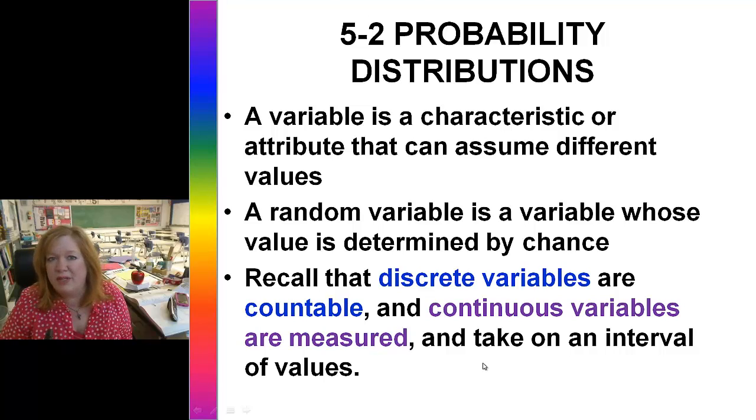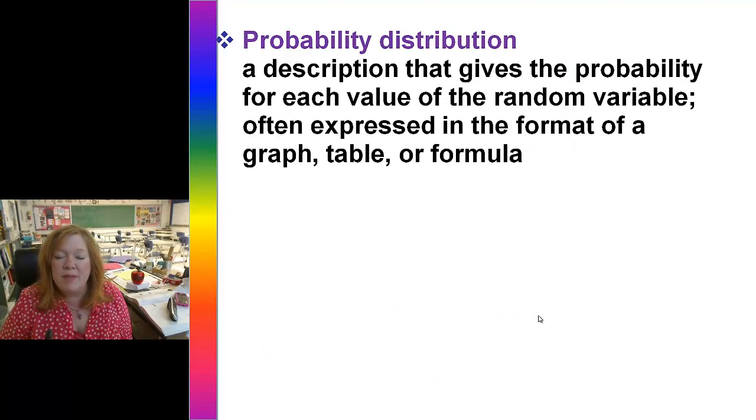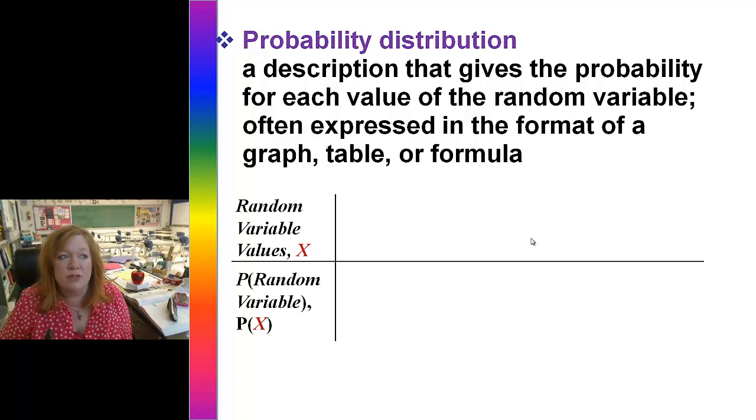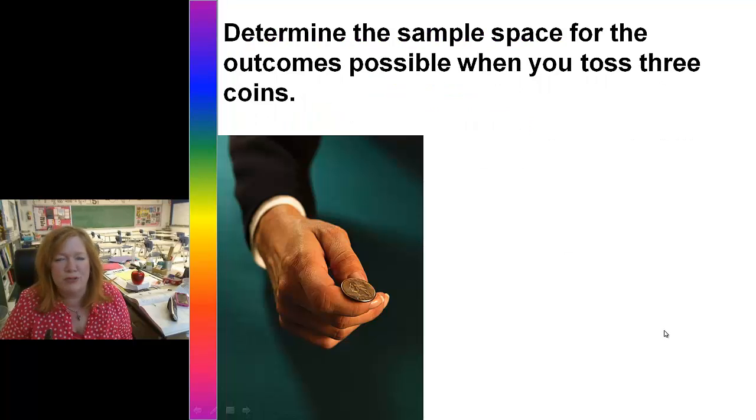You know, you have 5.6 feet tall or whatever, so they can take on an interval of values. A probability distribution is a description that gives the probability for each value of the random variable, often expressed in the format of a graph, table, or formula. So let's look at this. This is what our table is going to look like. You're going to have a random variable, x, up here, and the probability of those values down here. This can be done vertically or horizontally. Our book does it horizontally.